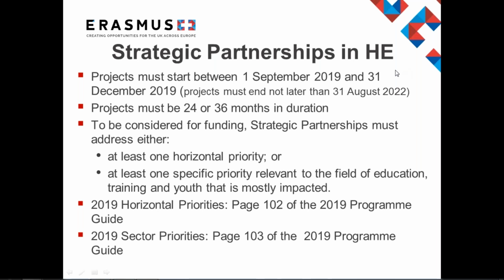There are also field-specific priorities which are relevant to each individual field of education, training, and youth, which are also set each year. The Europe 2020 strategy, as well as the European Policy Cooperation or ET 2020 framework, is an important European policy document which you should also consider when developing your application. It's really important that you clearly demonstrate to the assessors how your project is relevant to both your university and the priorities of the Erasmus Plus program.